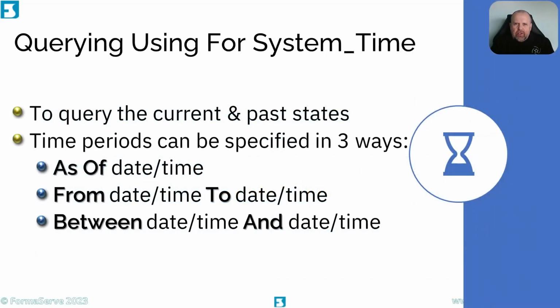We can run queries using the system time. To query past and present states, there's three ways that we can actually do this. As of date and time, from date and time to date and time, and between date and time and date and time. You're probably saying that the last two are very similar. Yes, they are. We'll go over them in a moment.